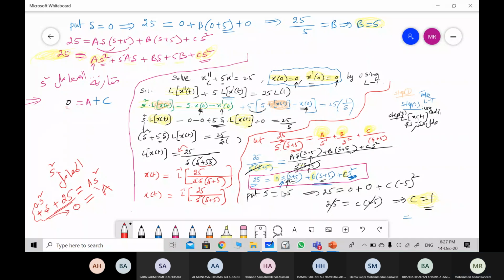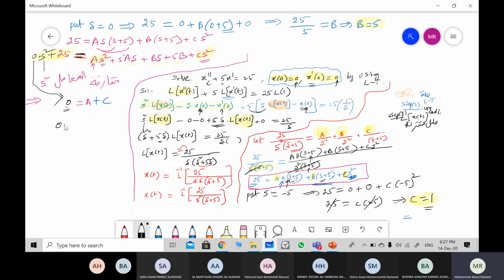Yes, why won't you say anything? 0. S squared coefficient, this side, is missing. Missing means I can take 0 like this, no value change. This I will take here 0. Okay, 0 is there. How much? You got A? Don't know. But C, how much? 1. So A how much? -1.